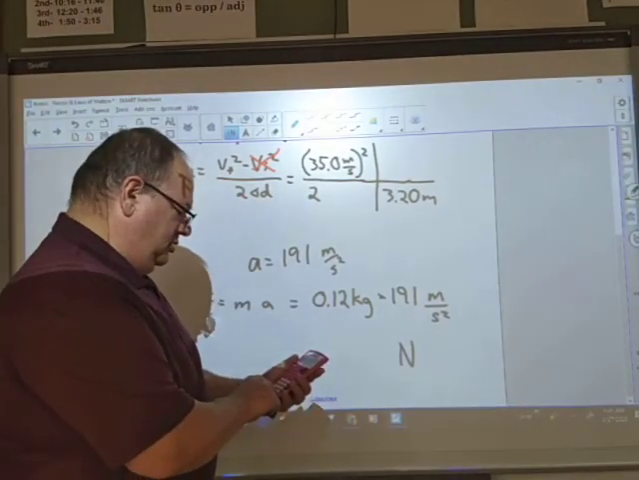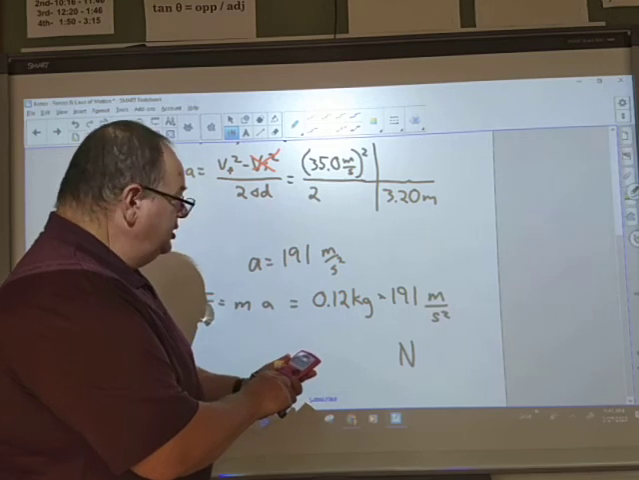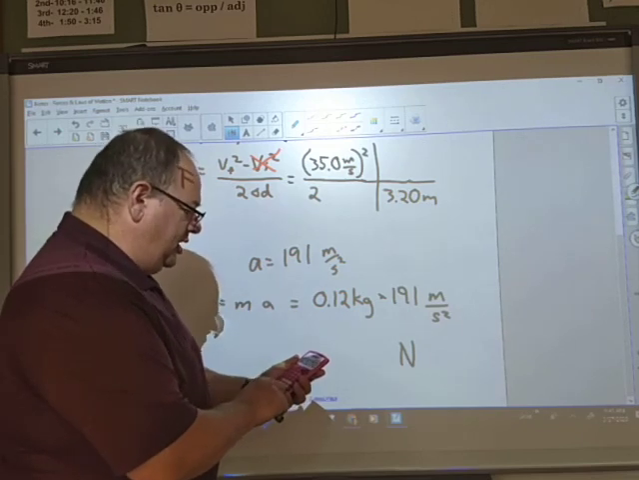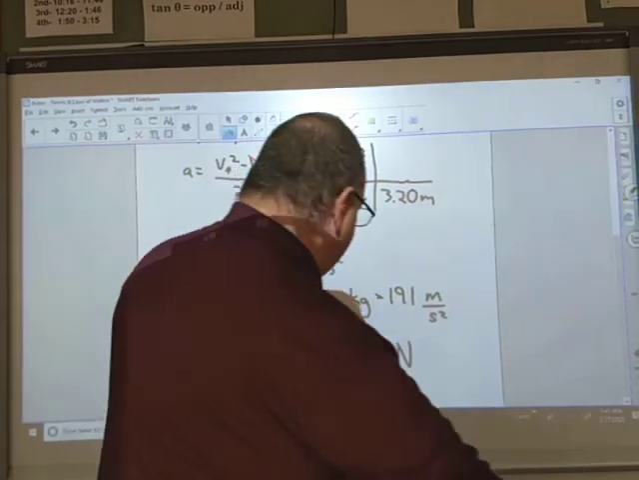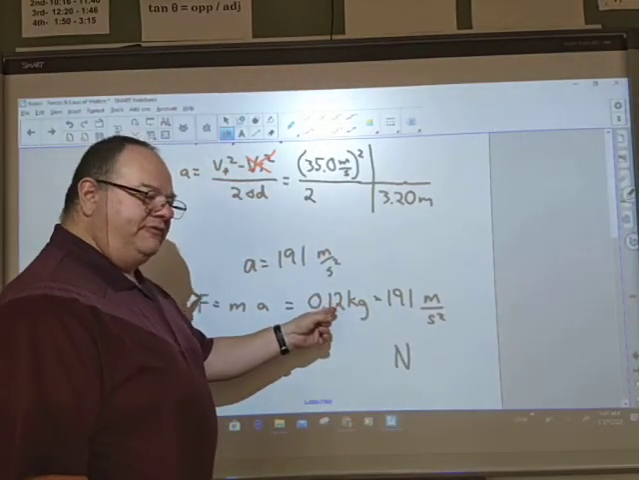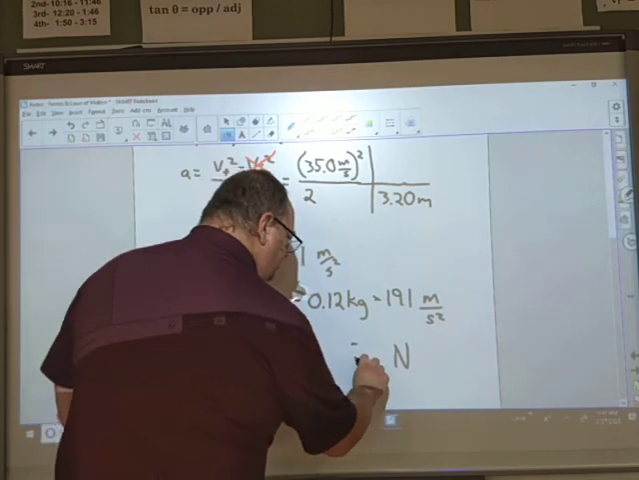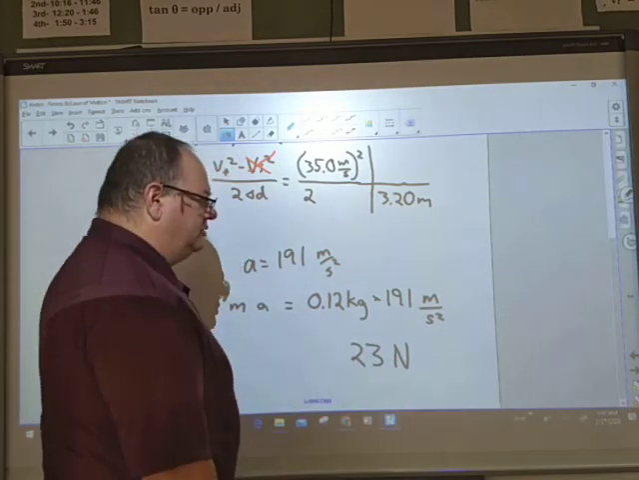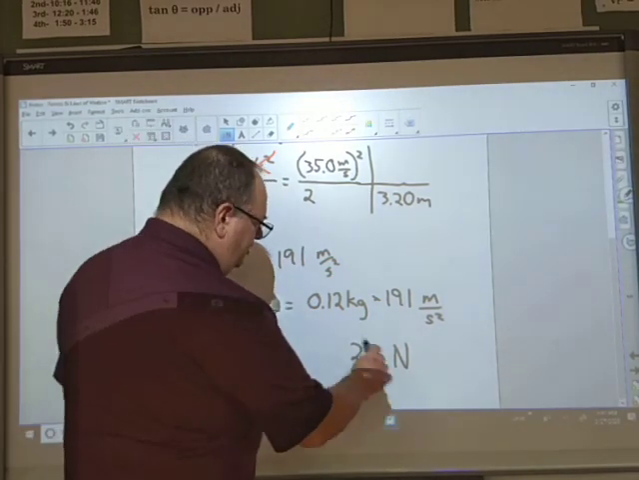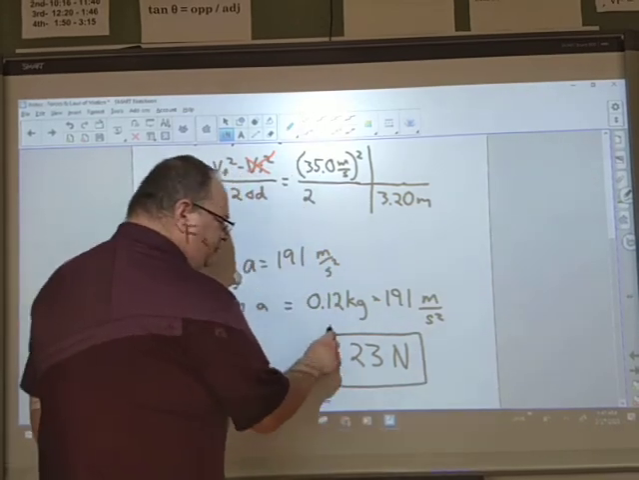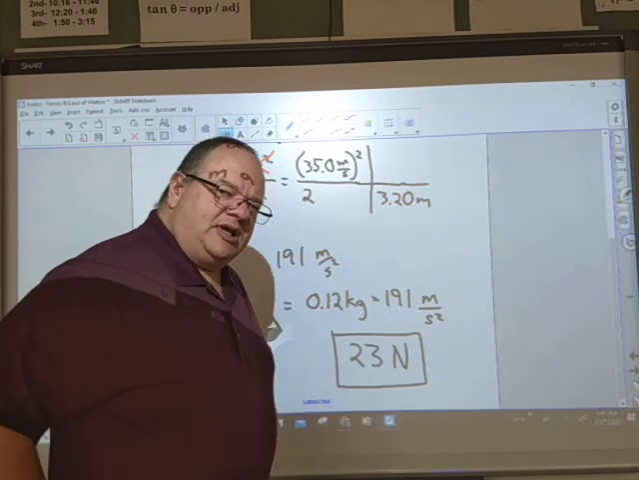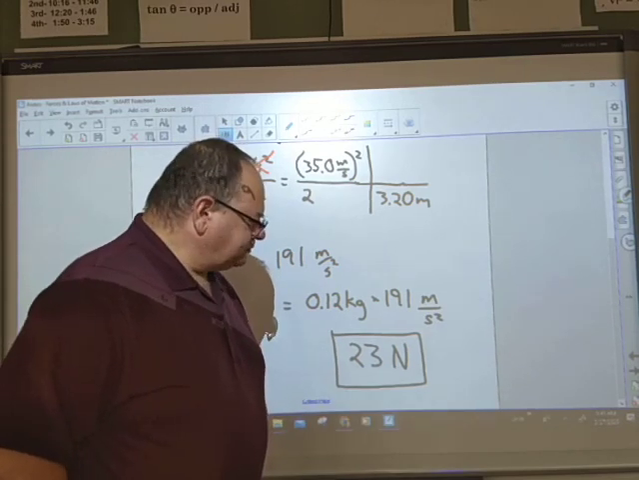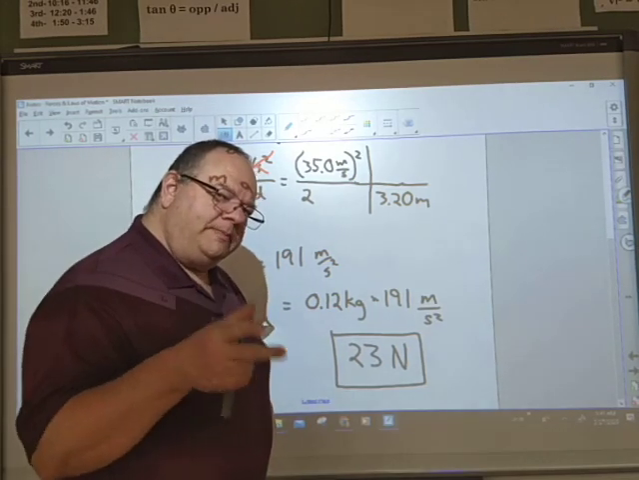And 0.12 times 191, 22.92. We only have two sig figs right there, so 23 newtons. That's what the pitcher exerts on the ball. In the end, that seems like a really small force. I want you to think about that.